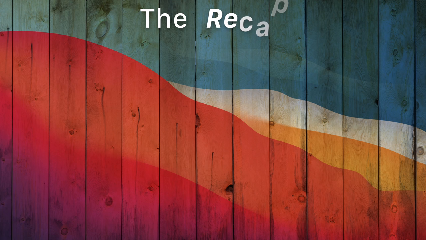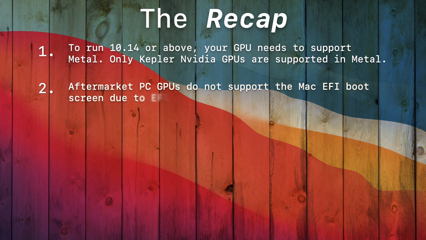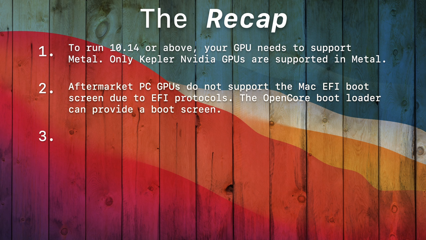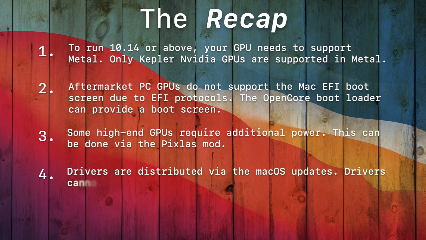So now it's time to do a recap because there's a lot of information I just threw at you. 1. Your GPU needs to support Metal if you want to run the latest macOS. Most Nvidia GPUs are not supported by macOS. 2. Aftermarket GPUs do not support the boot screen, but you can get around this using OpenCore. 3. Some GPUs require additional power to power them properly. 4. Graphics card updates are distributed through OS updates. You cannot use newer GPUs in older OSs as there is no way to install the drivers.